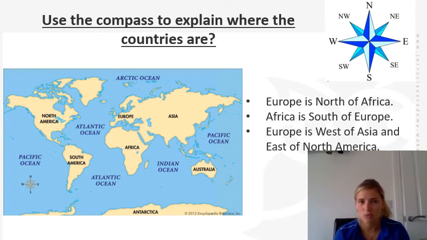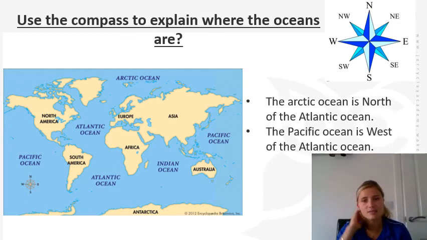I would like you to come up with 8 sentences. That means 8, that doesn't mean 2, so please don't rush through this. 8 sentences to describe where they are. Now it does mean that you can write more. I am happy for you to write as many sentences as you like, but only on the continents to start with. We're going to move on to the oceans next.